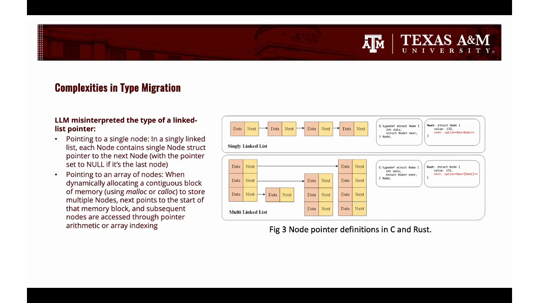This complexity was detected during our manual translation, where the LLM misinterpreted the type of a linked list pointer. It recognized struct node next as pointing to a single node, overlooking the fact that the same pointer can point to an array of nodes. The diagram here vividly illustrates the issue. For a singly linked list and a multi-linked list, the C struct node is exactly the same at the declaration stage. But for Rust, the pointer next needs to tell whether it is pointing to an array or a single node. If not, this creates a type mismatch problem in the future.